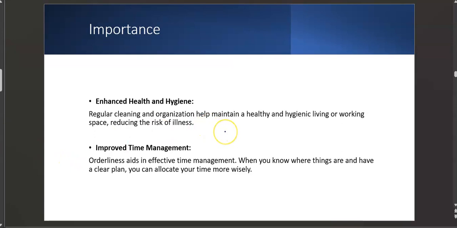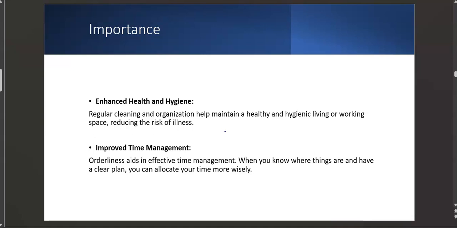Enhanced health and hygiene. Regular cleaning and organization help maintain a healthy and hygienic living or working space, reducing the risk of illness. So when you're working in a healthy place, or when you're working in a place where it's clean, you're able to reduce risks of getting illnesses.